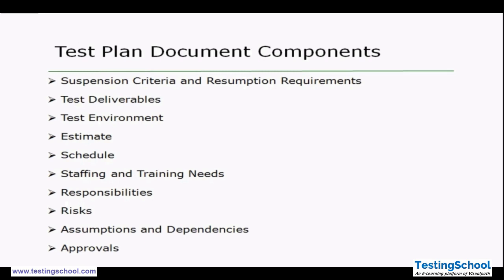Then we have the approvals. Who is the authority to approve the testing? If I complete one cycle, who will be the responsible person for that sign off? If I have given the sign off, then my lead or the manager is the responsible person to give the approval. So who all are the authority to give the approval? This is mentioned in the test plan document in the approval section.